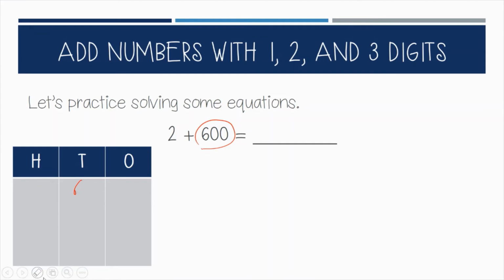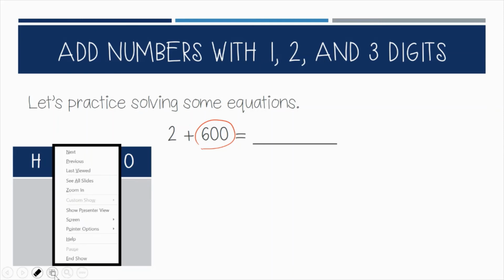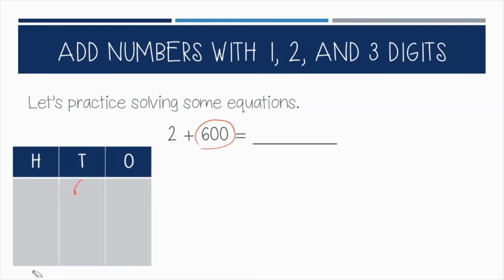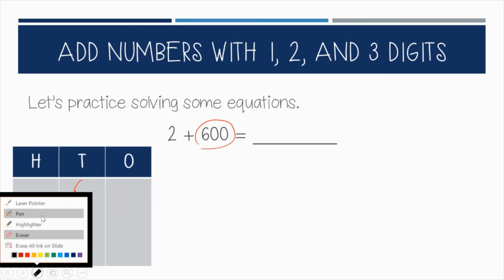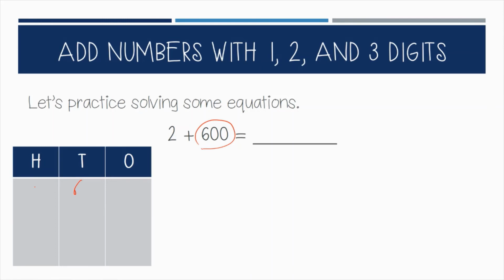That should not have been 200. All right, let's see if I can get my pen back. There we go. Okay, so this should be 600 plus 2. So I'm going to put my 2 in my ones. All right, let's draw it out. I have 2 ones plus 600.